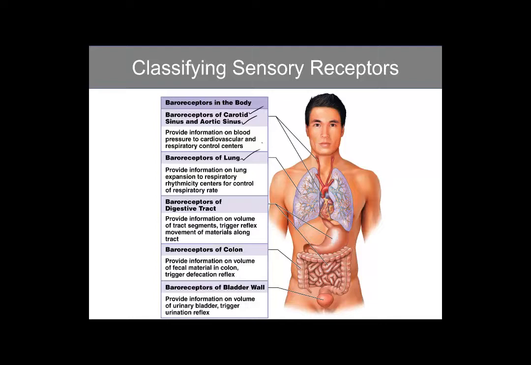Within the digestive tract, we're looking at the volume within our digestive tract, and we find these baroreceptors also trigger not only the reflexive movement of materials down, but in the colon, as the colon fills it's going to trigger the defecation reflex, which is going to initiate defecation. And then lastly, baroreceptors are in the wall of the urinary bladder. Again, as the volume of urine increases within this structure, these baroreceptors help trigger the urination reflex.